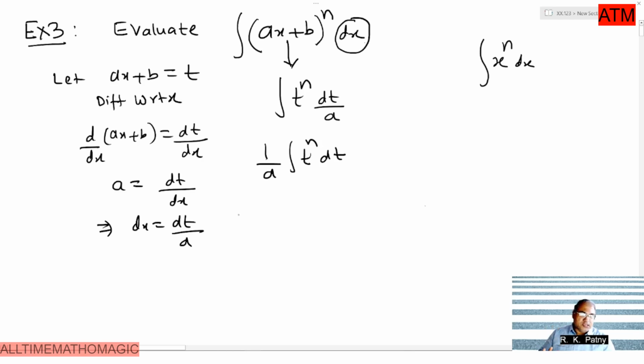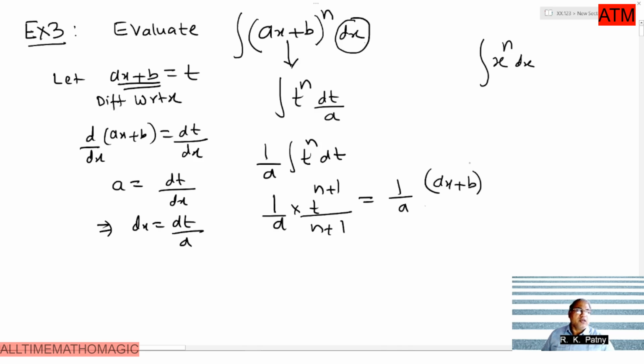Thus when a problem is not in the standard form, first of all you convert it into the standard form, then you do the integration. Now it has been converted into standard form. So 1 upon a integration of t raised to n with respect to t is nothing but t raised to n plus 1 upon n plus 1. So this is equivalent to 1 upon a. What is t? t is nothing but ax plus b. So we put back the value of t: ax plus b raised to n plus 1 upon n plus 1 plus c. This way we handle whenever the question is not in the standard form. Let us take one example on the basis of this formula.